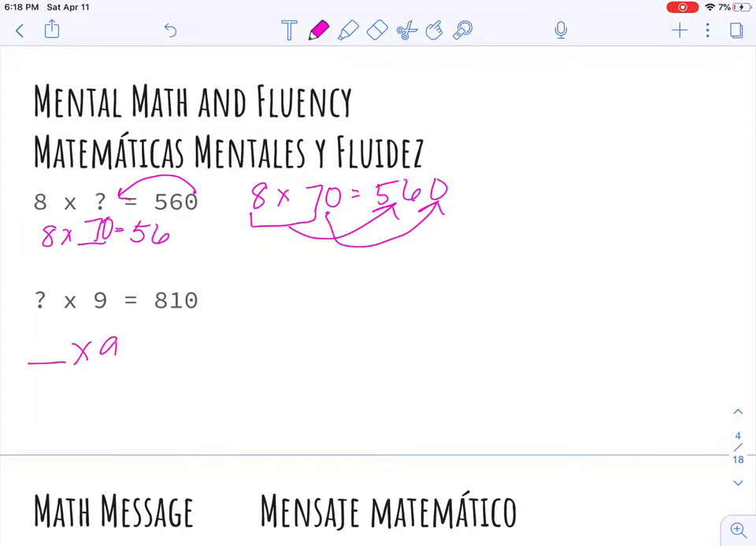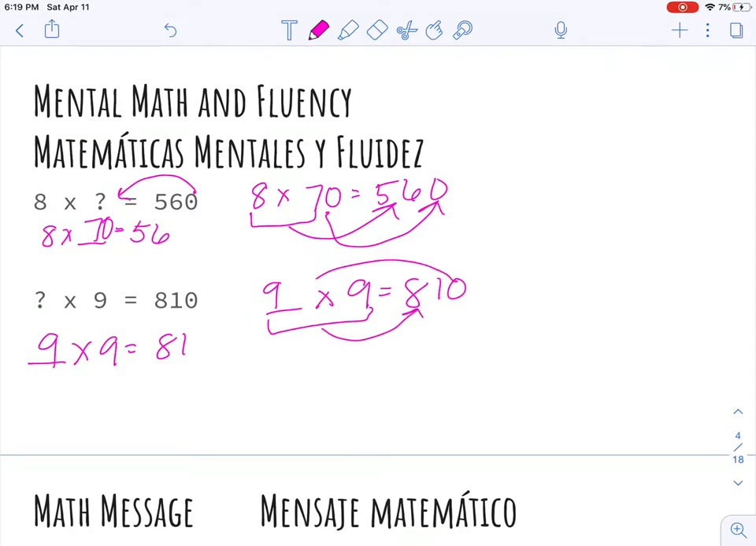All right, now something times 9 is 81. Just going to drop that 0 off and think about my basic fact. So we know that 9 times 9 is 81. So something times 9 is 810. Well, I know it's a 9. 9 times 9 is 81. This goes here. Now I need this 0 to go here. 90 times 9 is 810.